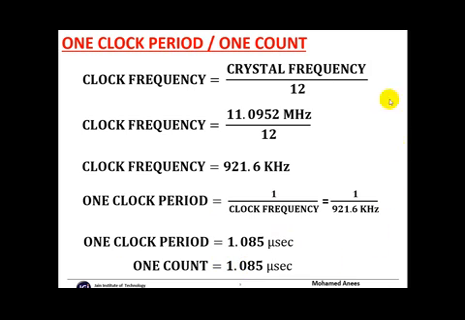Okay, so this calculation is very important because this is the basis for calculation in timers. I repeat, we have the crystal frequency which is connected externally, that is internally divided by 12. You get the clock frequency. So from the clock frequency we calculate the count, that is 1 upon f. So in this case it is 1.085 microsecond. Now all our calculations are based on this count.